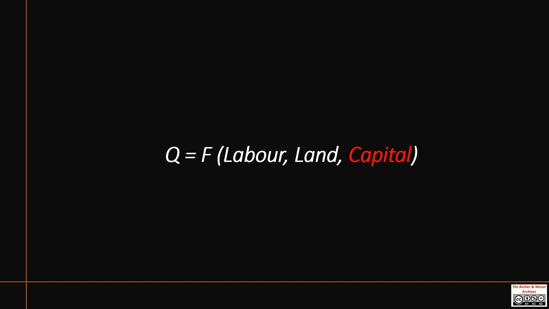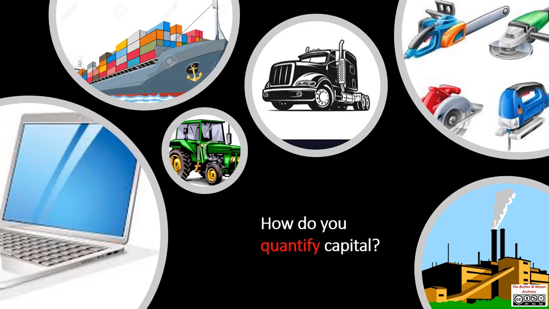Let's look again at this function. To know the output Q, we need to know the quantities of labor, land, and capital. Now, labor and land are relatively easy to count, but capital isn't. Unlike labor and land, capital is made of many different things: computers, ships, tractors, trucks, machine tools, factories, and so on and on. These are all qualitatively different entities. So how do we aggregate them into a single quantity?